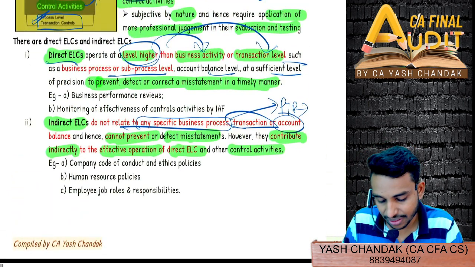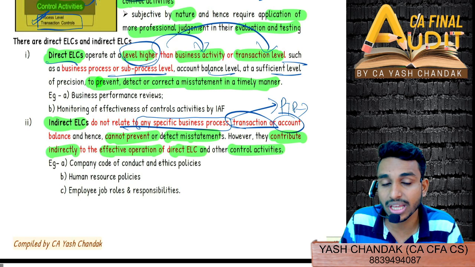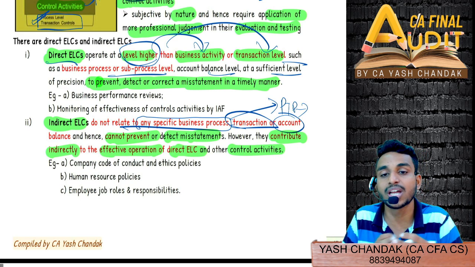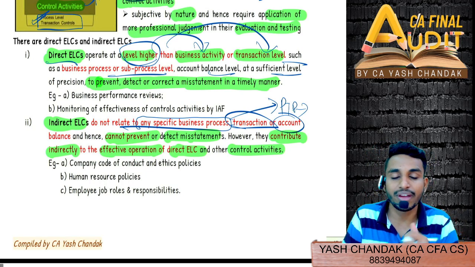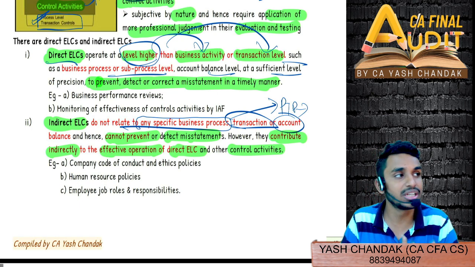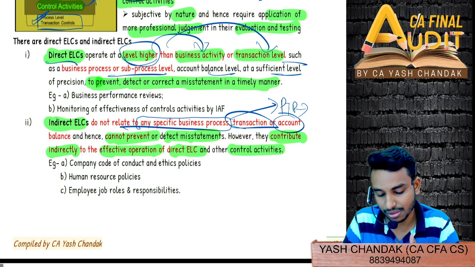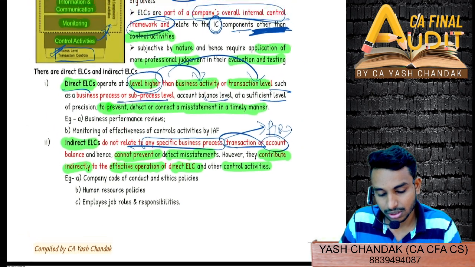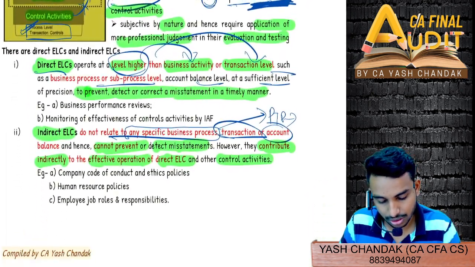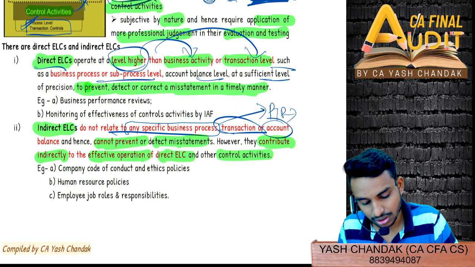Examples of direct ELC they have given, examples of indirect ELC also they have given. Quickly go through the examples and let me know if there is any doubt about why this example is in direct ELC and not in indirect ELC, or why it is in indirect ELC but not in direct ELC, or whether we can include any other example. Quickly go through the examples. Sir, can you repeat this indirect ELC? Why can't it prevent or detect misstatement?